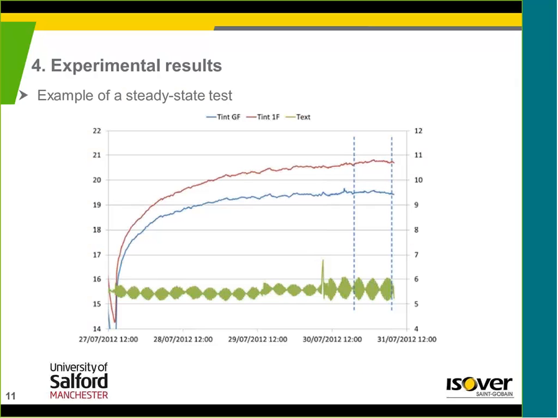This is an example of a steady state test. We put a constant power in the ground floor, in the first floor. We let the power for 4 or 5 days, and you can see between the two dashed blue lines, which represent 12 hours, very well, we think, stabilized values of temperatures with which we can estimate the heat loss coefficient of the house. The green lines in the bottom is the regulation of the external temperature.